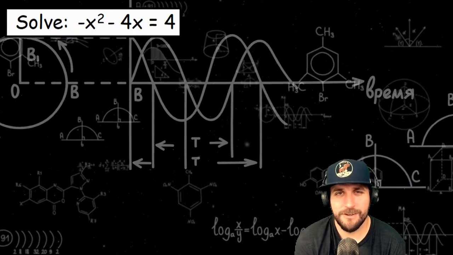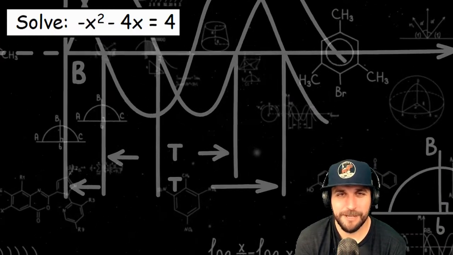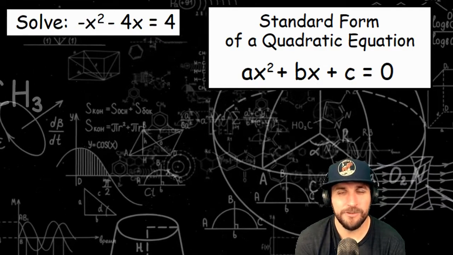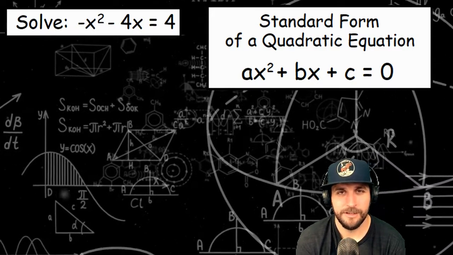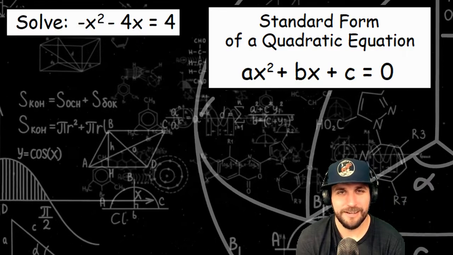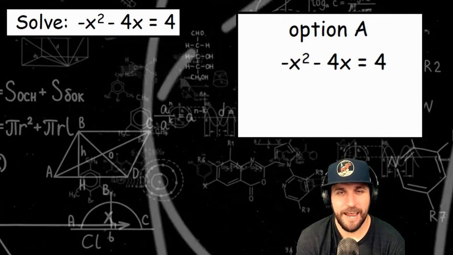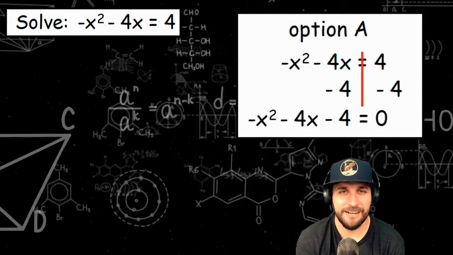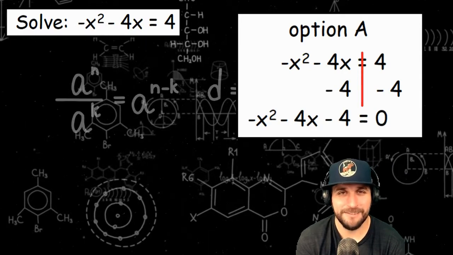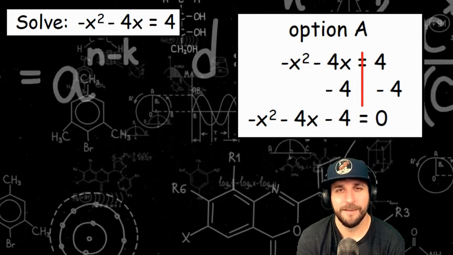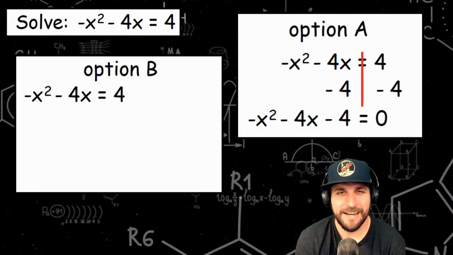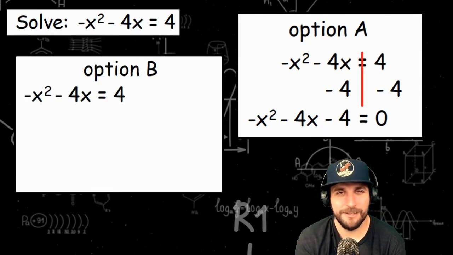First thing we notice on our practice problem is that it's not written in standard form of a quadratic equation. Standard form has to equal 0. This one equals 4. I've got two ways I can fix this. Option A, subtracting 4 from both sides. Then I'd have negative x squared minus 4x minus 4 equals 0. Standard form, check.